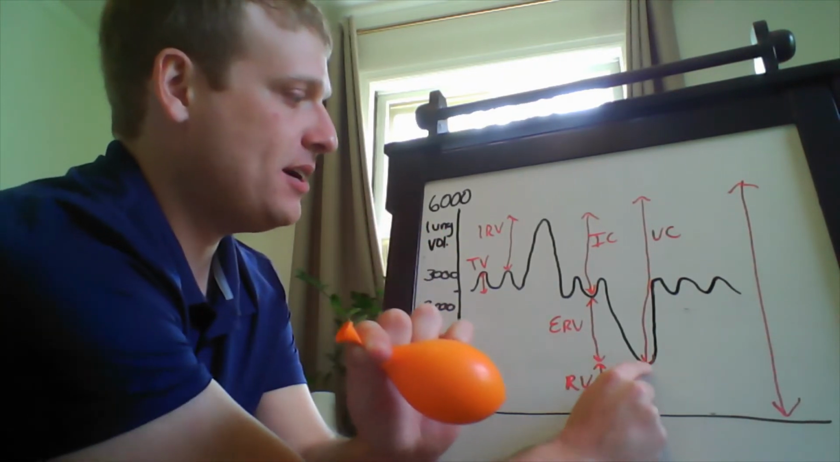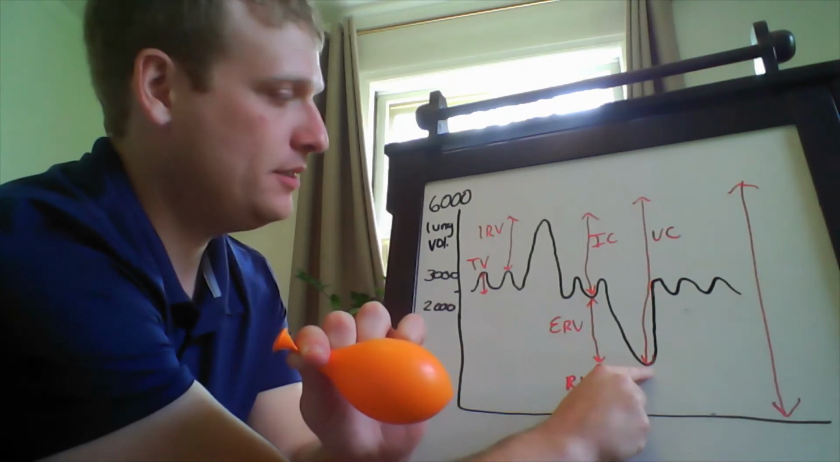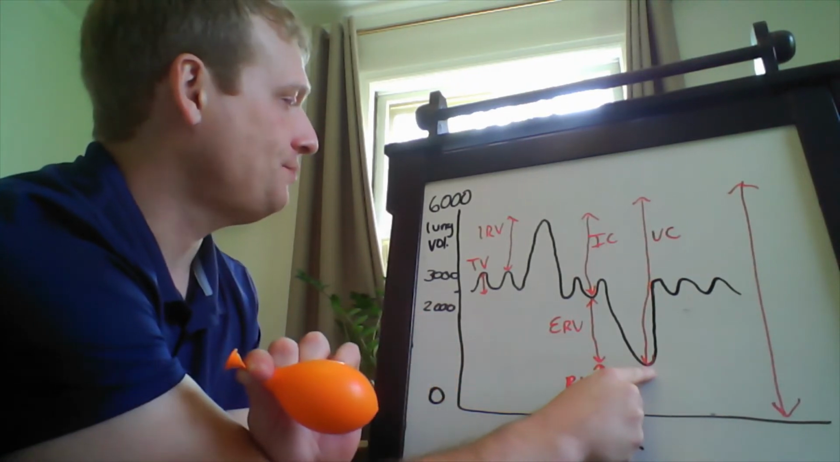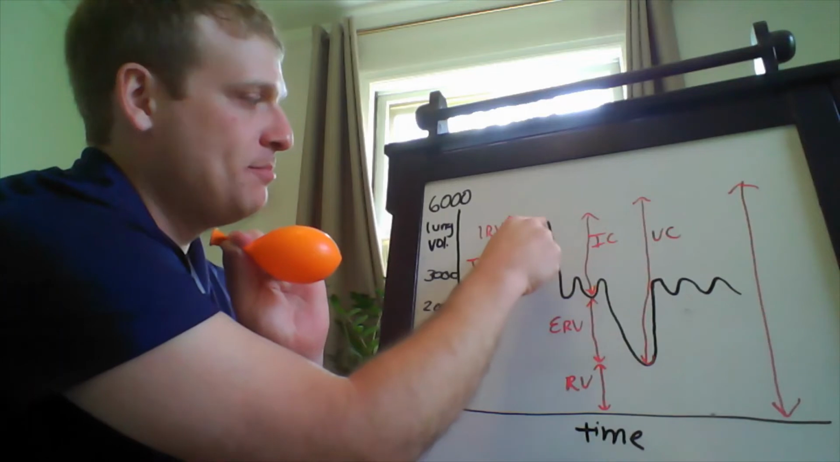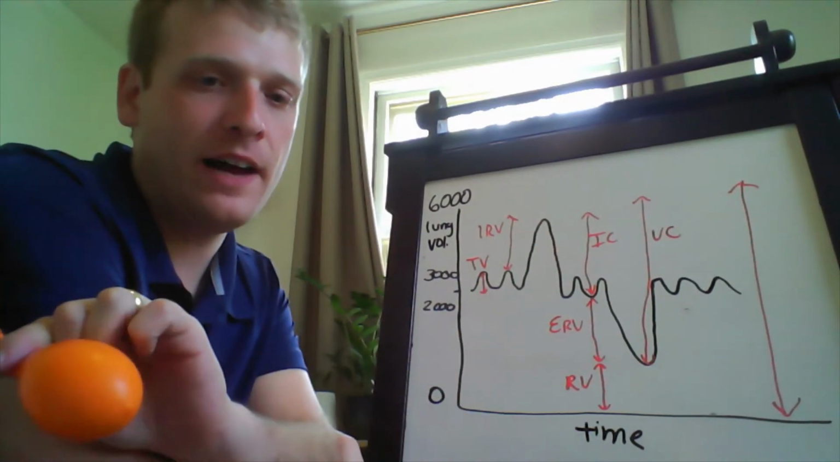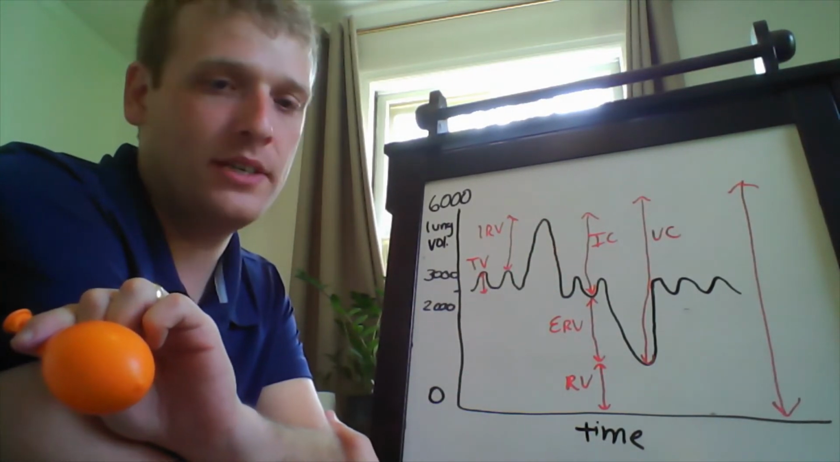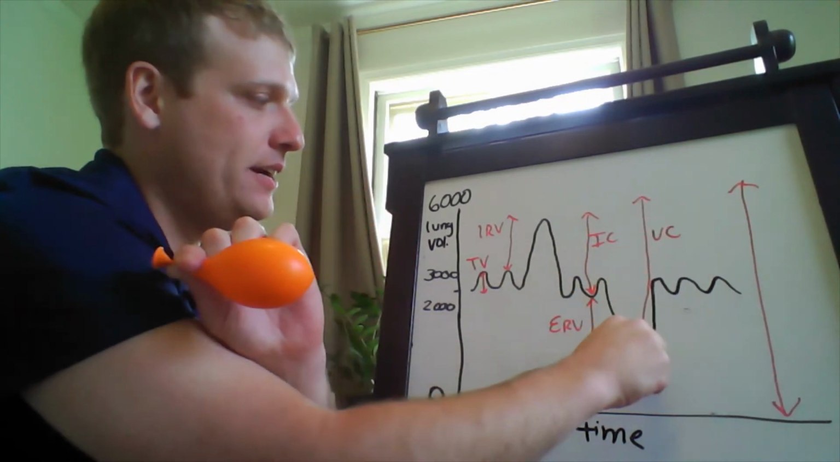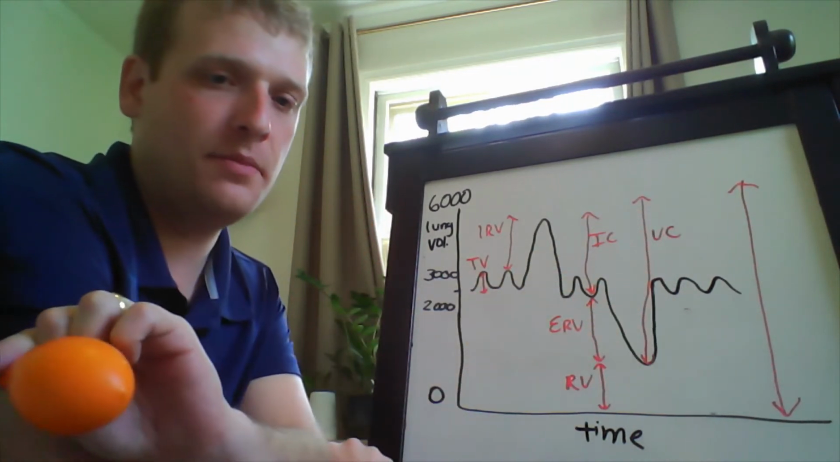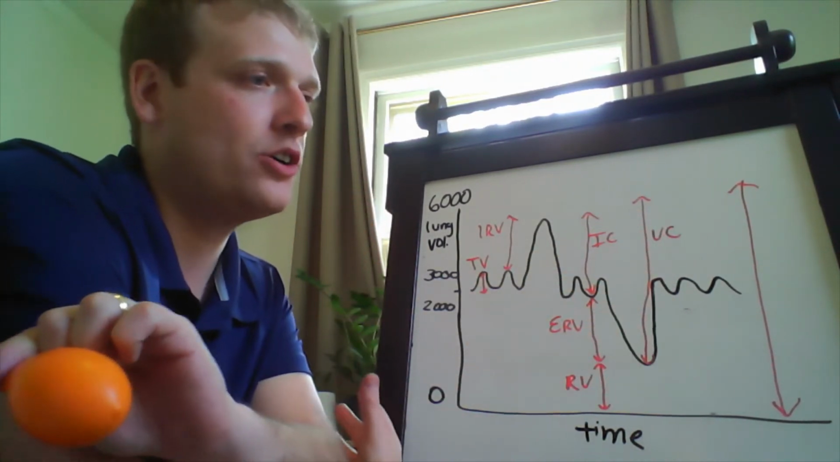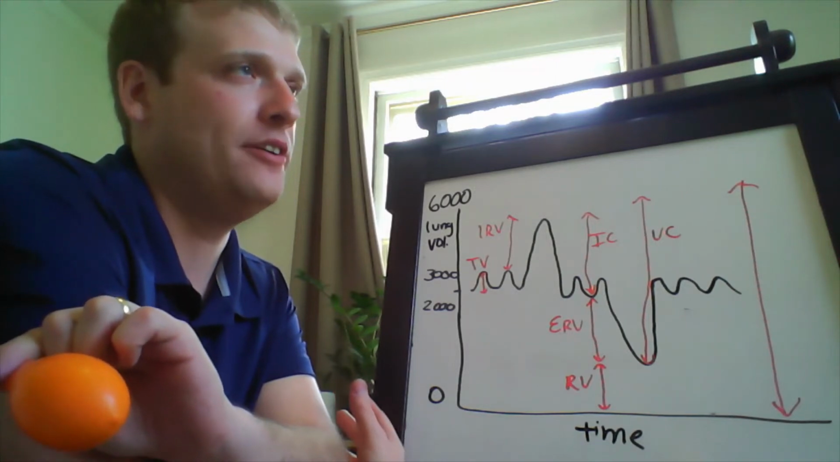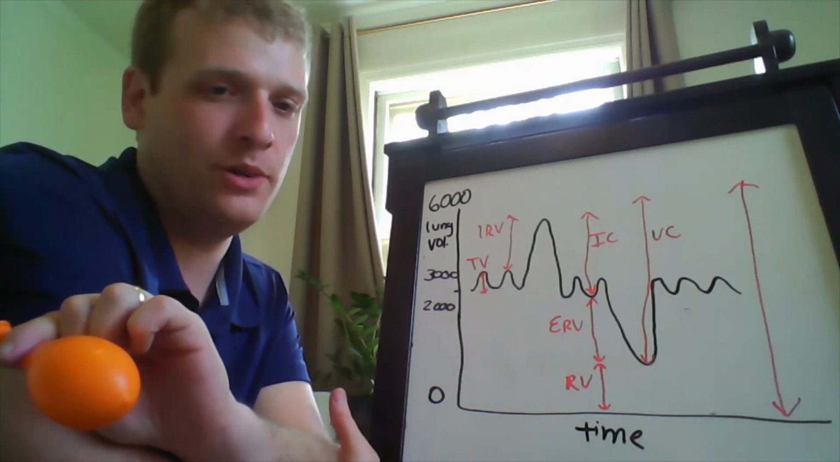Now, if you think about the maximum breath out, the volume there, and subtract that from the maximum breath in, that is your vital capacity. That is going to be VC here. That's going to be basically the largest amount of air that you can get in and out in one breathing cycle.